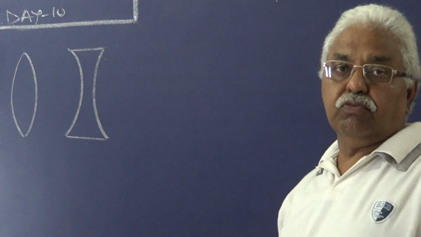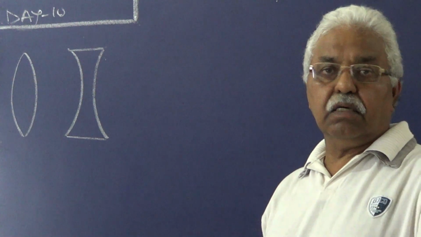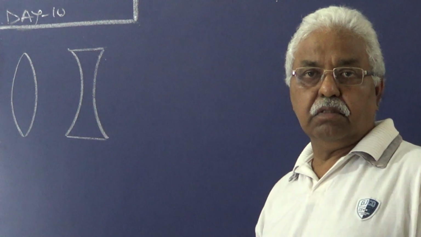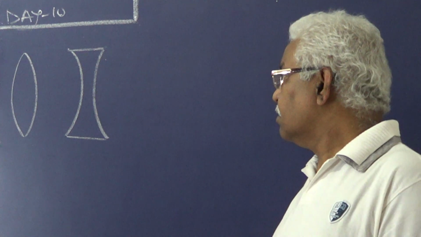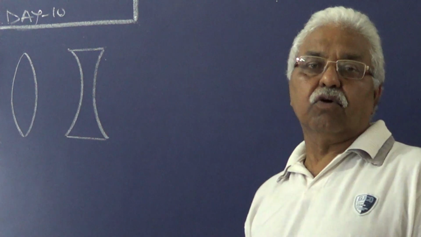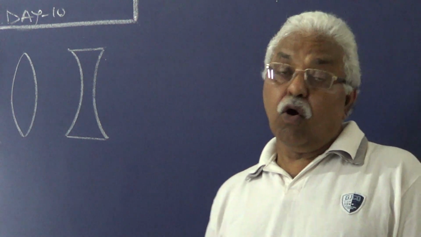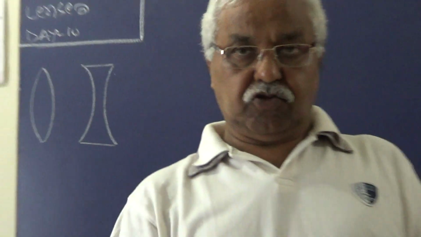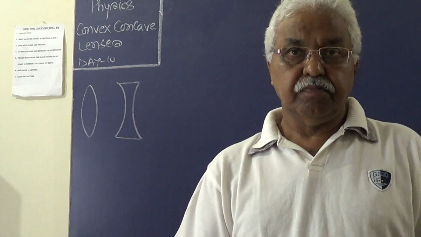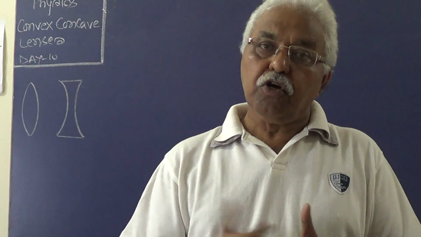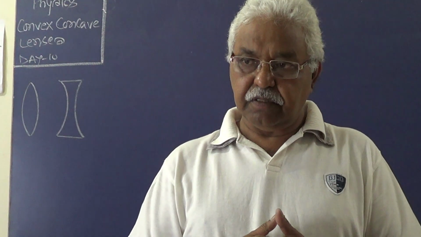Now I will show you the image formation in both cases, convex and concave lenses, where we will be putting the object and where the image will be formed. You need to correlate with it. Now take an example of that.